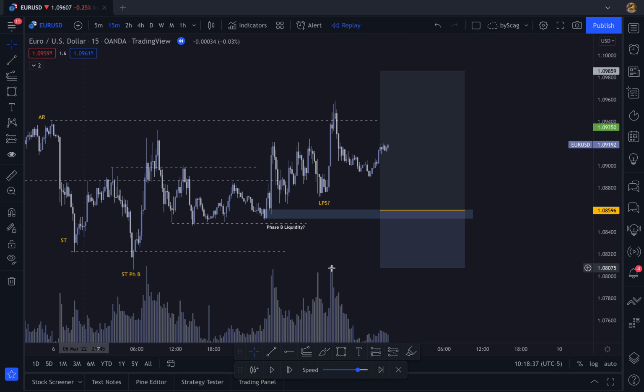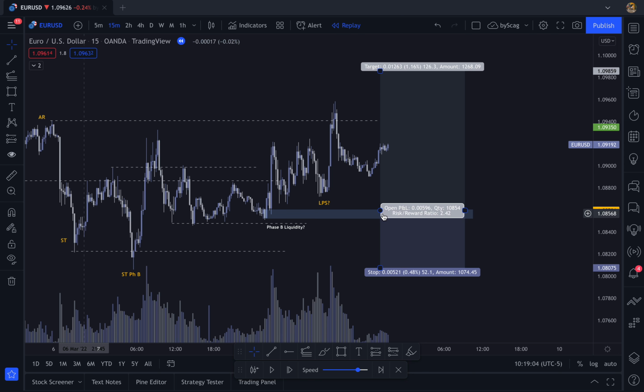Now, at this point, something happens, right? This pullback doesn't seem like it's going to break the LPS. We've got this little flag formation. Now we're kind of popping back up and we're kind of showing some demand. At this point, you have to start making decisions as a trader. Am I going to just let this possible accumulation run without me? Am I going to stay true to my rules and try to grab this entry?